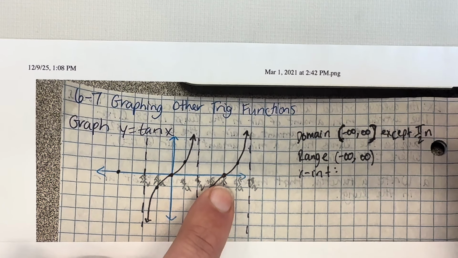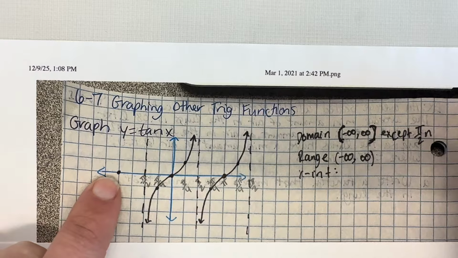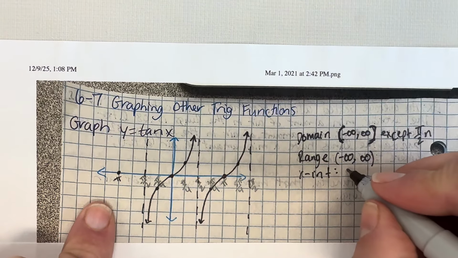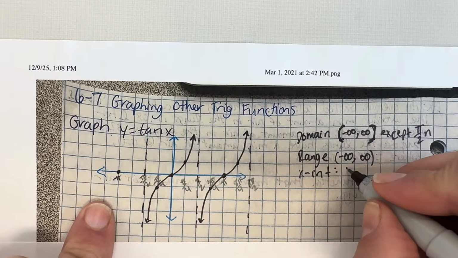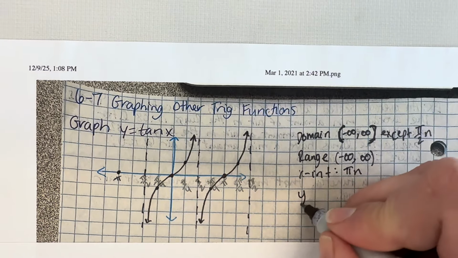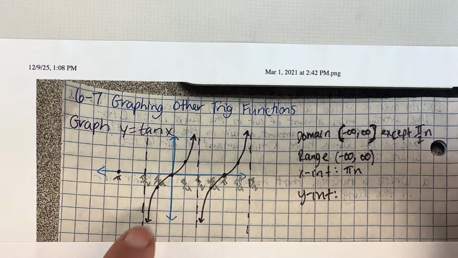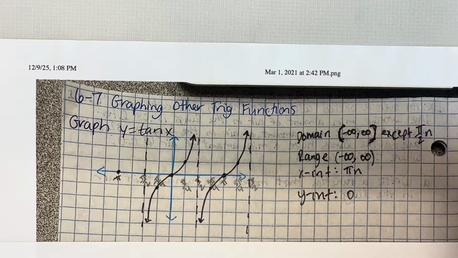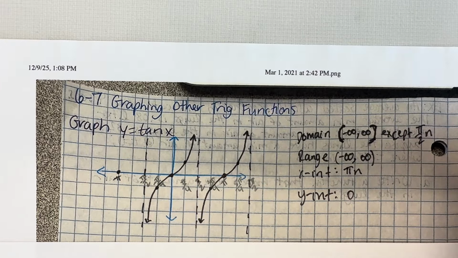But it also hits over here at pi. This right here is going to be negative pi. So we are at pi n for my x-intercept. My y-intercept only crosses right here at 0. We said we didn't have a max or a min.